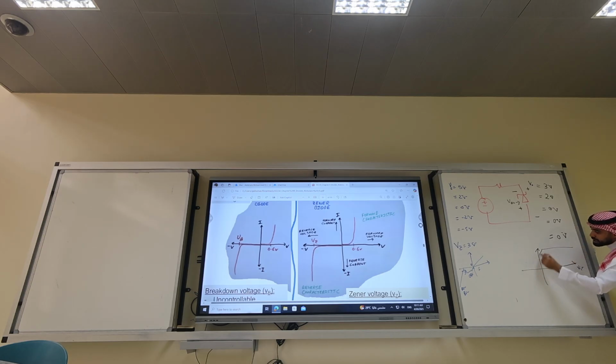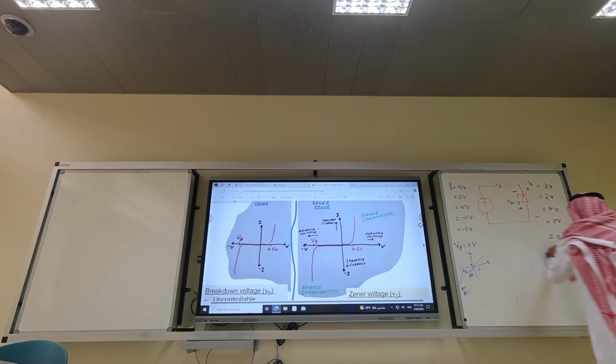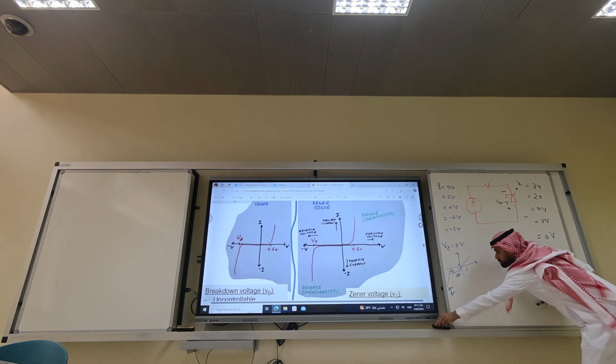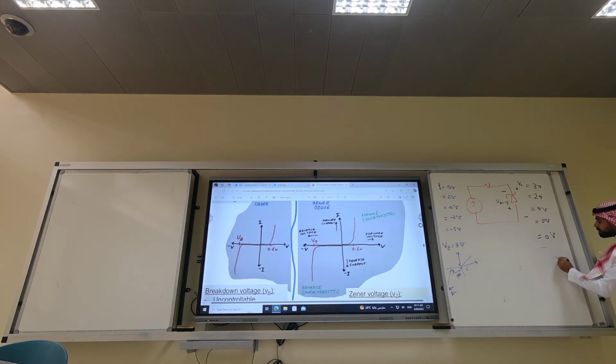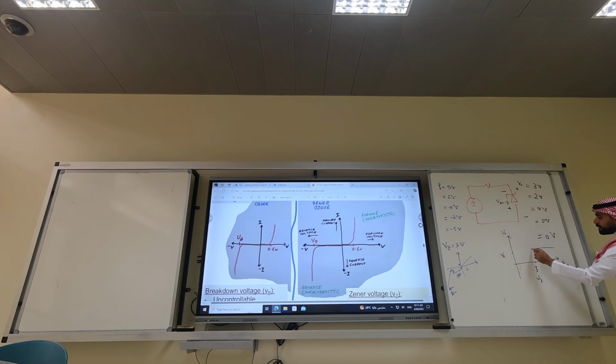So if I want to draw the input-output voltage characteristics, last time I told you it's like that, correct? That's wrong. Should be like this. If I apply a positive voltage, so this is V input. Anything 3 and above, which is VZ, the output will be fixed at what? VZ. Okay? So this is V out. Anything below, it will match the input.